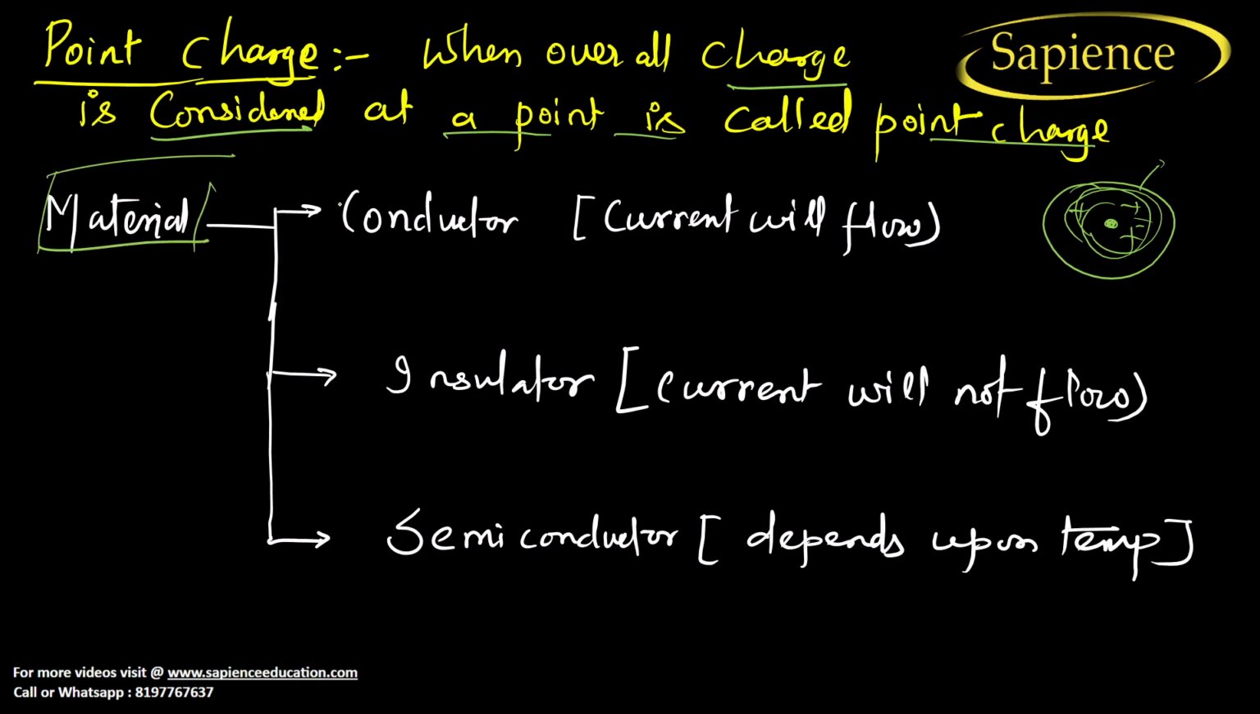Now, we will go for materials. So how many types of materials are there? There are three types of material: conductor, insulator, and semiconductor, as per the movement or flow of charge in the material. So there are three different types of material where the flow of charges happens. The first material is the conductor. In a conductor, what happens? Current will flow in a conductor, in an insulator current will not flow, and in a semiconductor it depends upon the temperature.